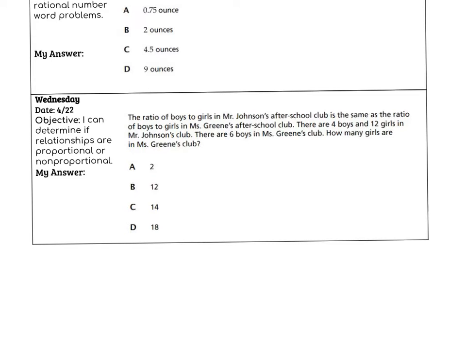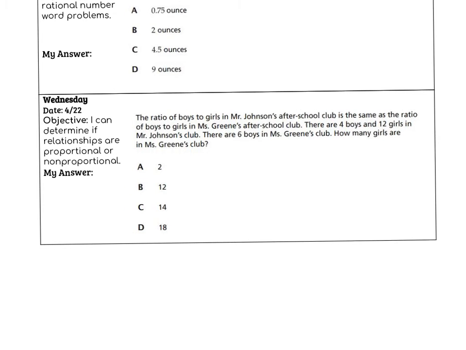The ratio of boys to girls in Mr. Johnson's after-school club is the same as the ratio of boys to girls in Miss Green's after-school club. So there are 4 boys and 12 girls in Mr. Johnson's club, and there are 6 boys, and you want to know how many girls.